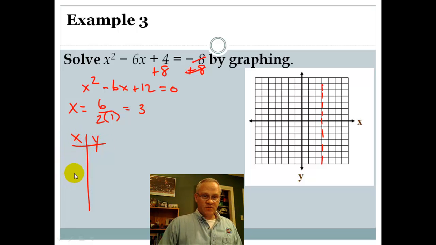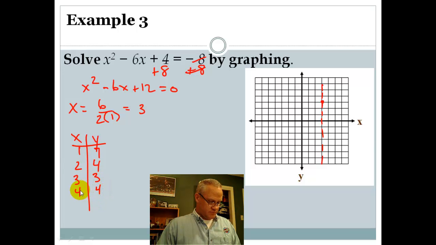I've got a point here of 3, 3. That's going to be the vertex. So I'm going to go 3 and 1, 2, 3 is going to be right here. And then I've got 2, 4 and 1, 7, and going the other way is going to be 4, 4 and 5, 7.